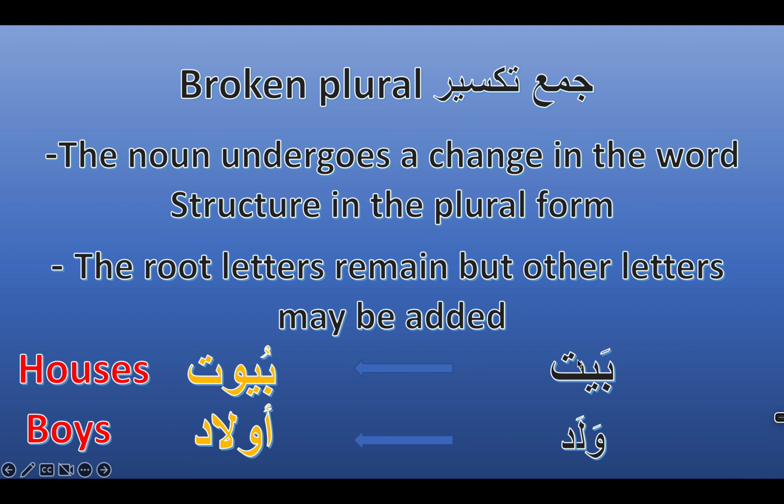But with time, there are certain patterns that each noun follows. So with time, you'll get to a stage where you've internalized all the patterns. You'll just be able to see a noun and about 95% of the time be able to guess the plural because you sort of know the pattern it follows. But for now, you just got to learn the plural. So bait, buyut, walad, awlad.